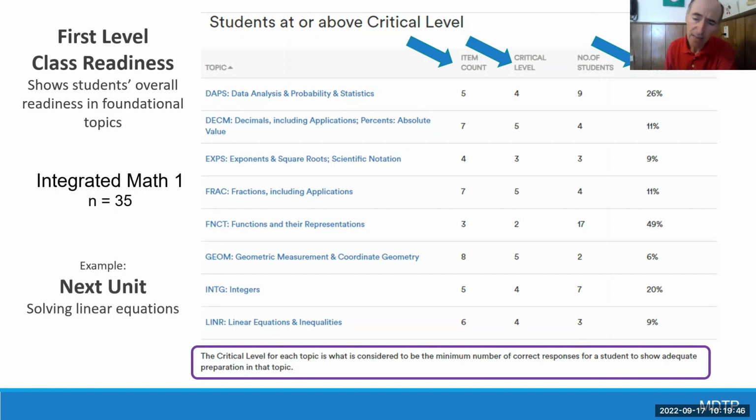And so, as an example, suppose that in the next unit you are going to have a unit about solving linear equations. Then there are some topics that you may want to pay more attention to than others, right? In this particular example, you really may want to focus on these topics: fractions, integers, and linear equations, if you're going to be doing a unit on linear equations next, okay?